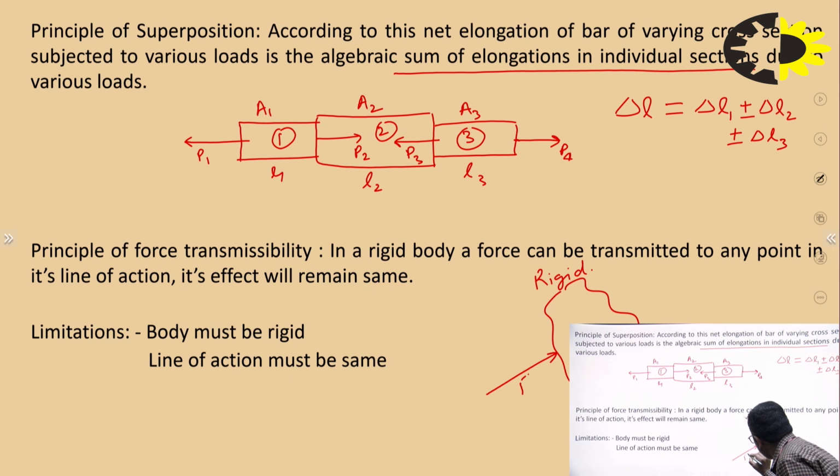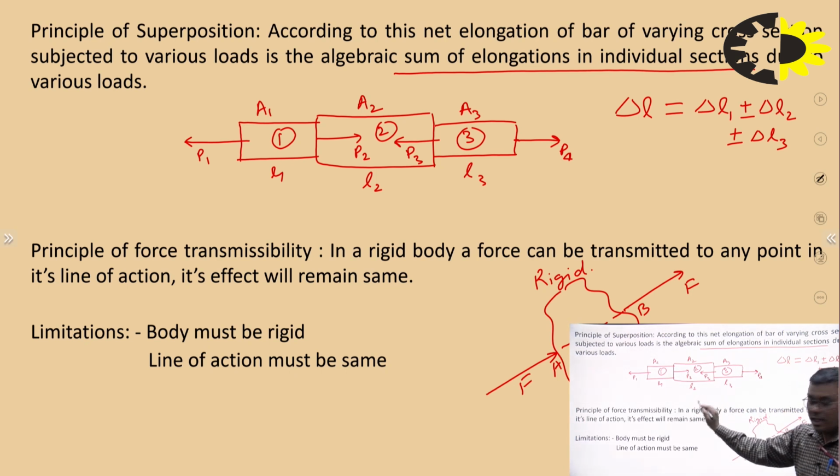If a force F is there, then according to this principle, this force can be transmitted to any point in its line of action. So now it has been transmitted from A to B. Whatever effect is created by force F at point A, the same effect will be produced by the force F when it is transmitted to point B. So this is the principle of force transmissibility. Again I am repeating, in a rigid body, a force can be transmitted to any point in its line of action. Its effect will remain the same.